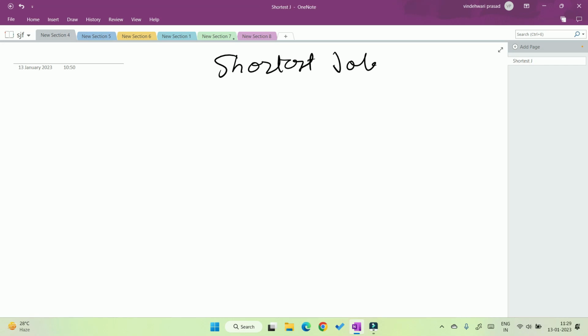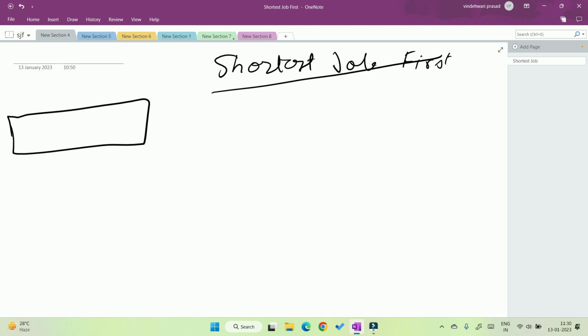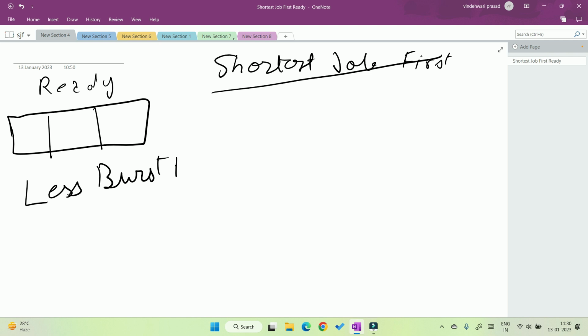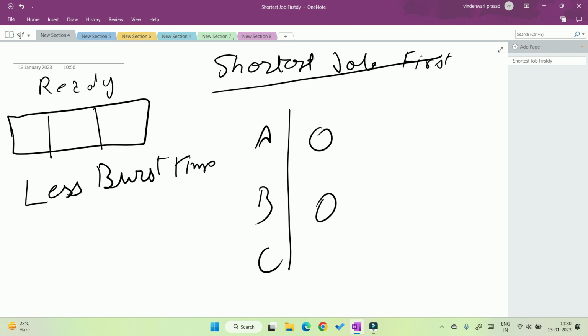Shortest job first algorithm. This algorithm says that if there are many processes in a ready queue, select those processes which have a lesser burst time, meaning those processes which can complete in minimum time. For example, if there are three processes A, B, C, let's assume that they come at zero time, and their burst times are 100, 10, 10.